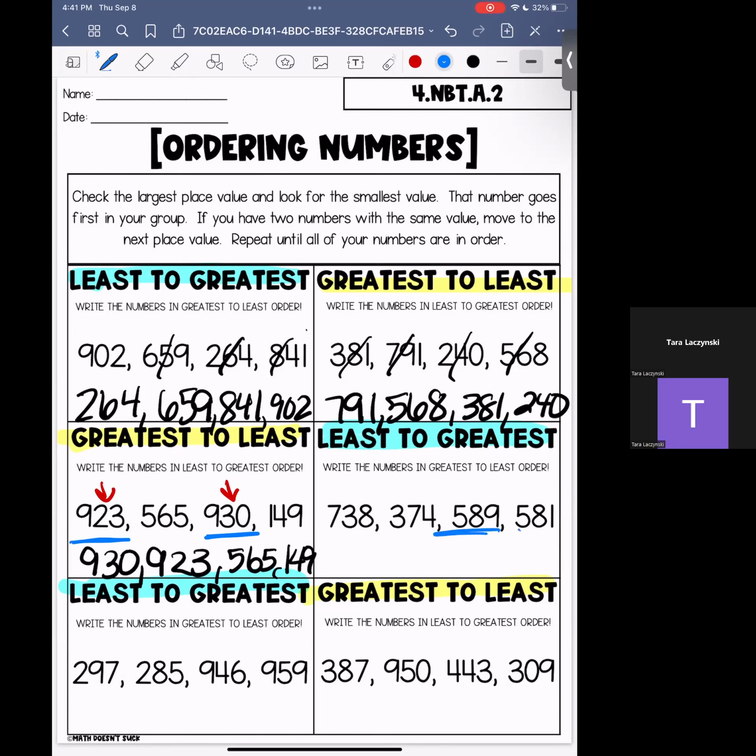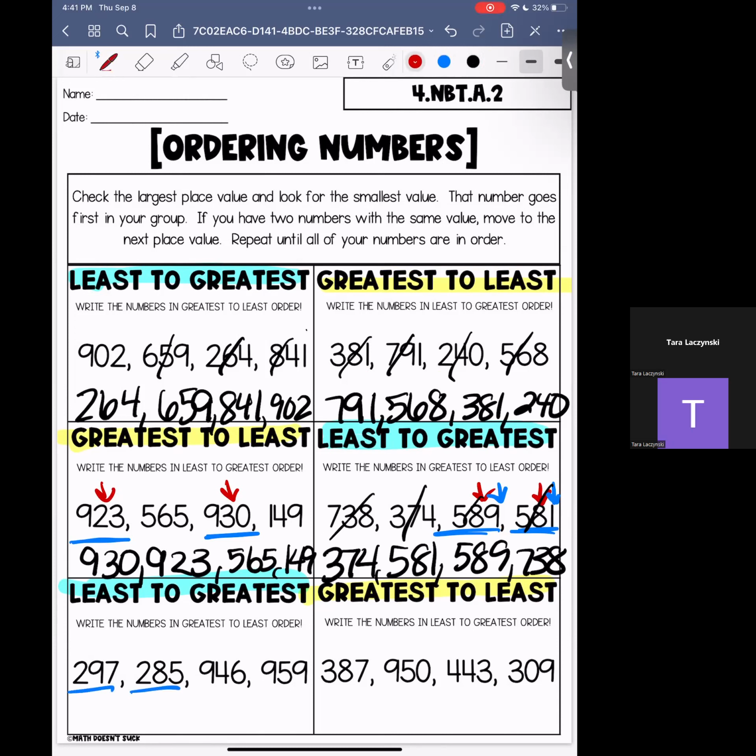Next set, least to greatest, we have 700, 300, 500, 500. We need to take a closer look at these two 500 values, looking specifically at their tens place. You'll notice these also have the same tens value. We need to go even further down to the ones value. Be careful with this one, friends. All right, least to greatest, smallest number first, 374, 581, 589, 738.